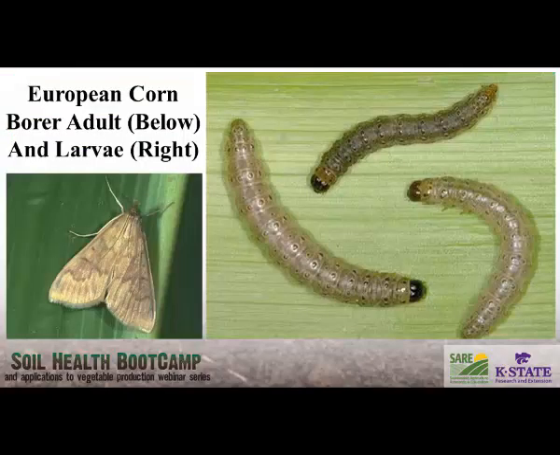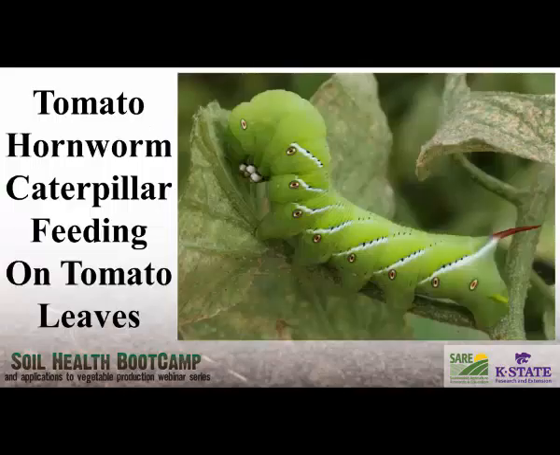European corn borers primarily pest of sweet corn. The adult female, on the left, lays eggs that eventually hatch into larvae. The larva, on the right, can tunnel into the plant stem. The tomato hornworm, as shown in this image, is a major insect pest of tomatoes.